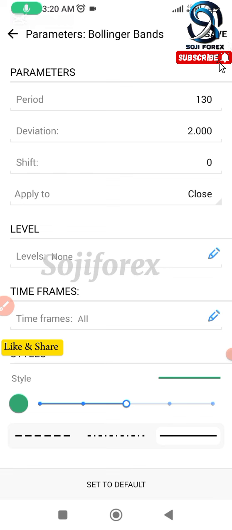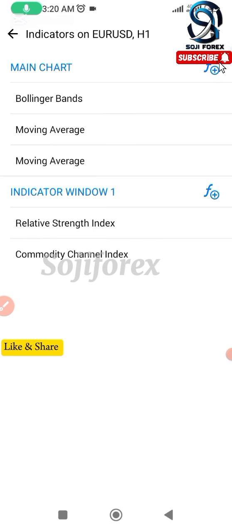So the first indicator you are seeing on my screen is my Bollinger Band. The period is 130, deviation is 2.0, shift is 0, and you apply to close. After that, I have my moving average. The period is 25, shift is 0. The method is exponential. You apply to close.